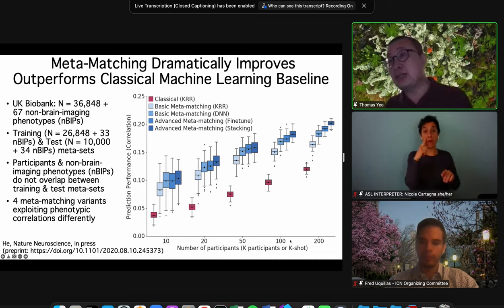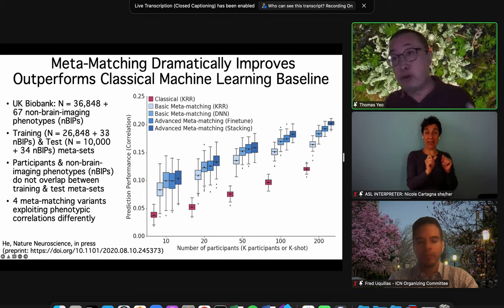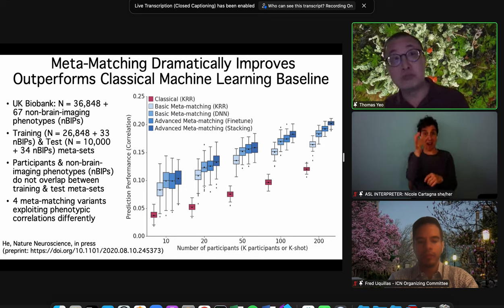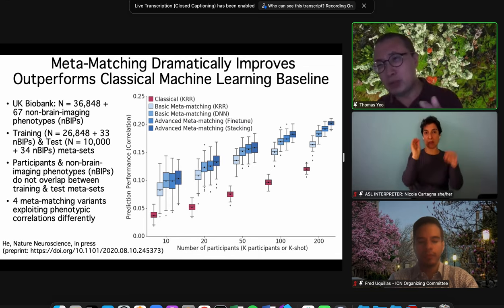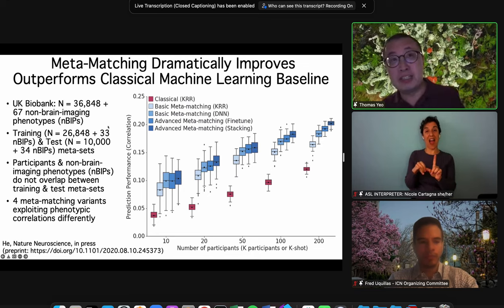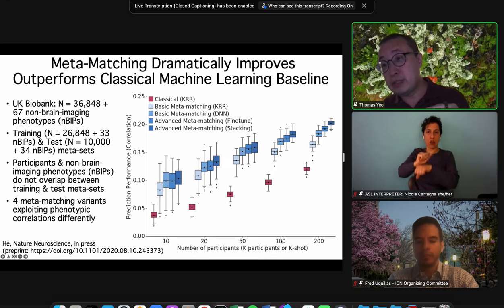For example, let's say we're trying to predict working memory in the 100 participants. If we consider the previous 33 predictive models, presumably the predictive model for fluid intelligence might correlate very strongly, and might also be a good prediction for working memory in the 100 participants. So then we simply use that fact to translate the model from the training set to these 100 participants. That's the basic meta-matching model. In the more advanced meta-matching model, we add a few more bells and whistles on top of that, and that improves things a bit more. The largest improvement comes from this idea that if there's a phenotype, like fluid intelligence, a fluid intelligence prediction model is probably going to correlate pretty well with working memory in the new data set. I hope that makes sense, Fred.